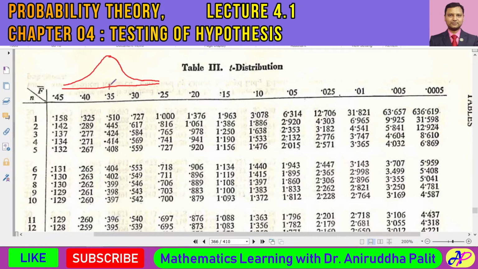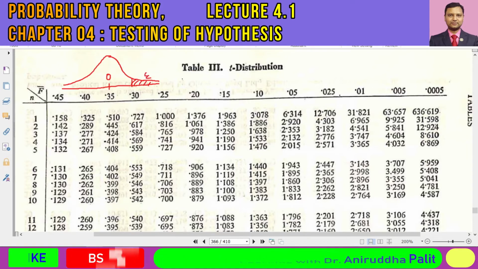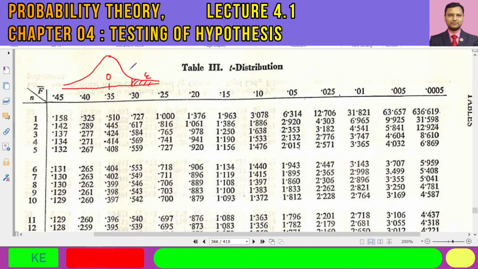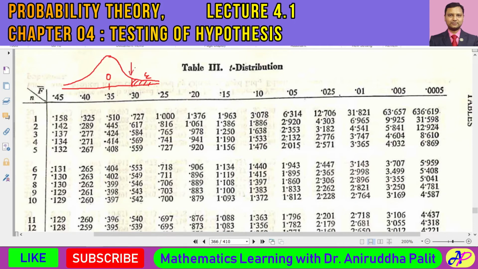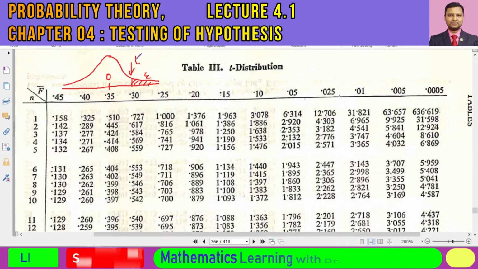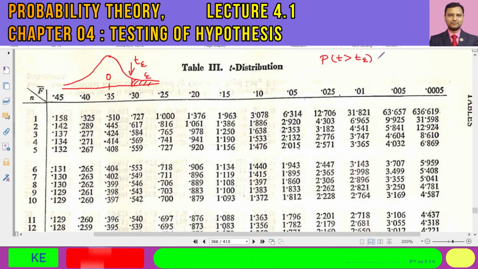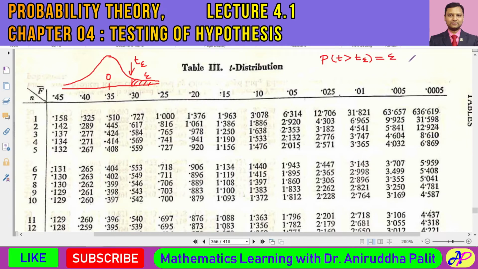The mean is equal to 0, as in the standard normal distribution. This is the 0 value. And again, you will have this type of epsilon. Suppose this value is equal to epsilon, in that case, how to identify this? This number, not u epsilon, rather we call it t epsilon, because it is coming from the t distribution. So we can say that the probability of t greater than t epsilon is equal to epsilon.